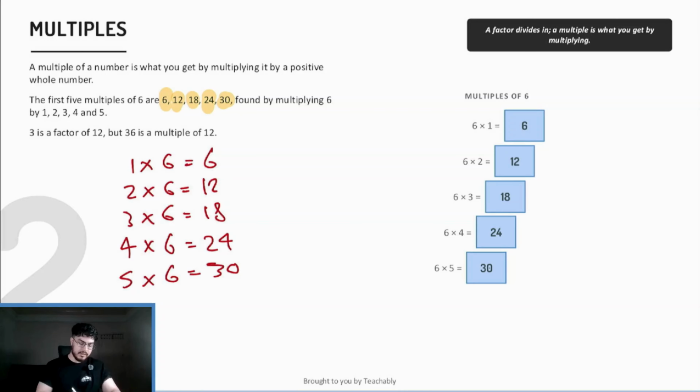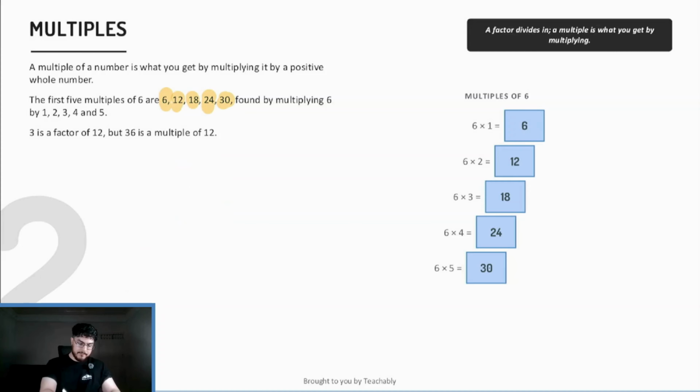Now, this key thing right here is 3 is a factor of 12, but 36 is a multiple of 12. So, what's that actually telling us? That's telling us that if we take 12, we can divide it by 3 and get a whole number, which is 4. But how about on the flip side? What's it trying to say with 36 being a multiple of 12? Well, if we take 12 and we multiply it by 3, so 3 times 12, we will get 36, right?